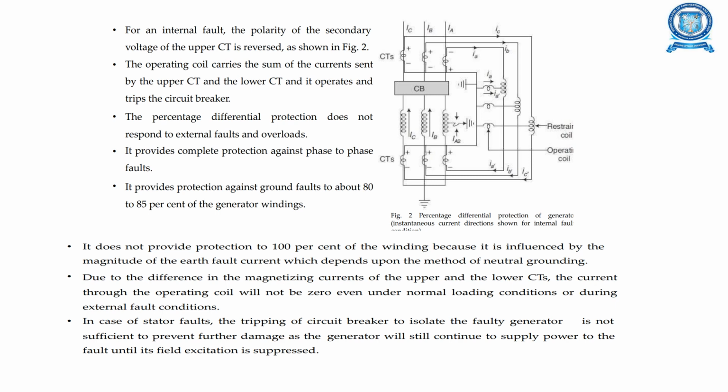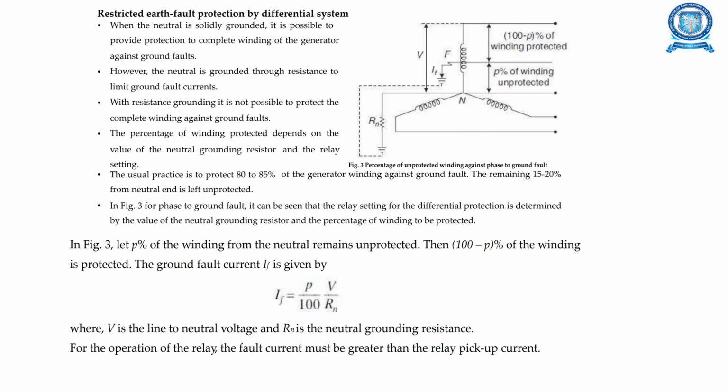In case of stator faults, tripping the circuit breaker to isolate the faulty generator is not sufficient to prevent further damage, as the generator will still continue to supply power to the fault. Restricted earth fault protection by differential system: when the neutral is solidly grounded, it is possible to provide protection to the complete winding of the generator against ground faults. See here in the diagram the percentage of unprotected winding against the phase to ground fault.